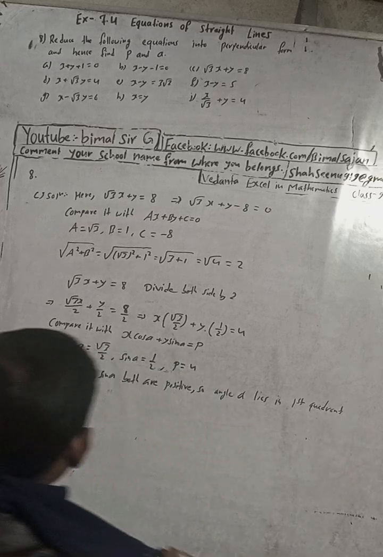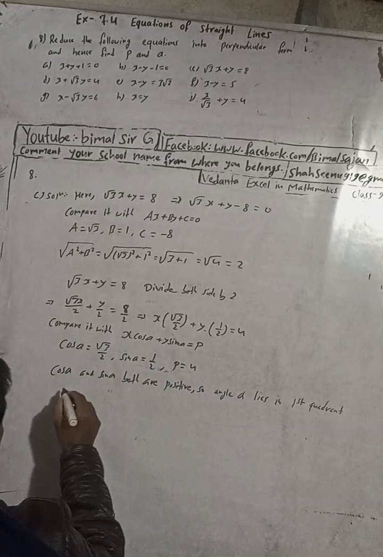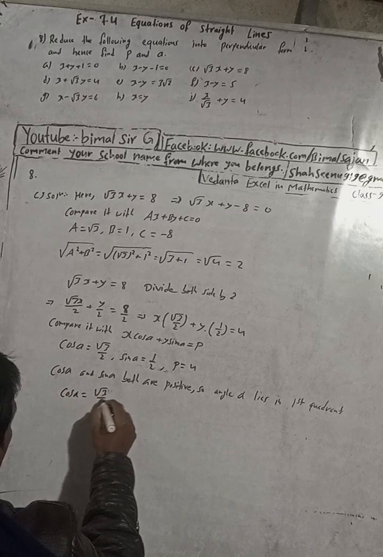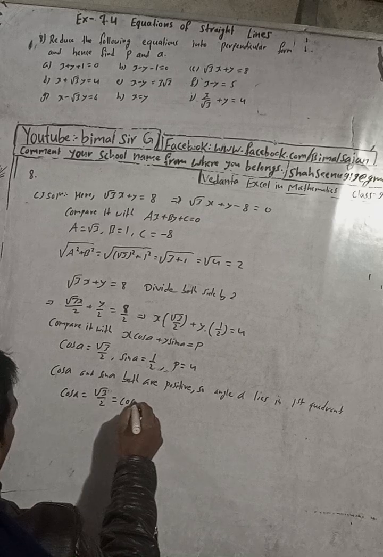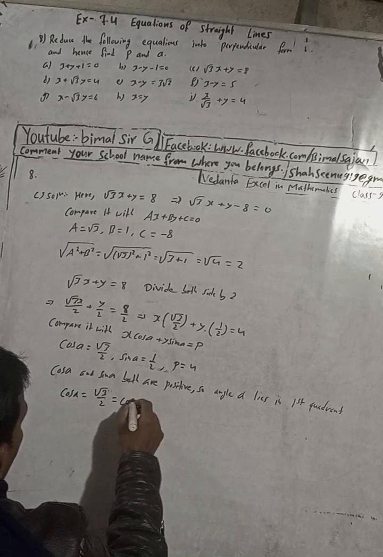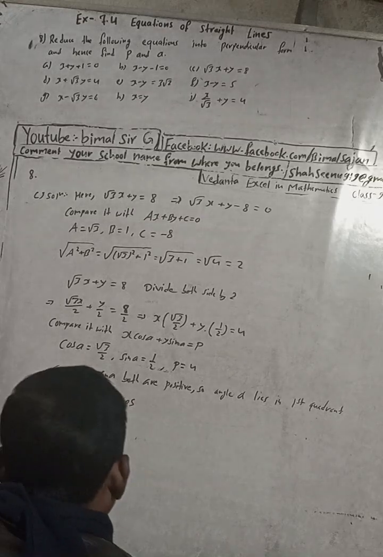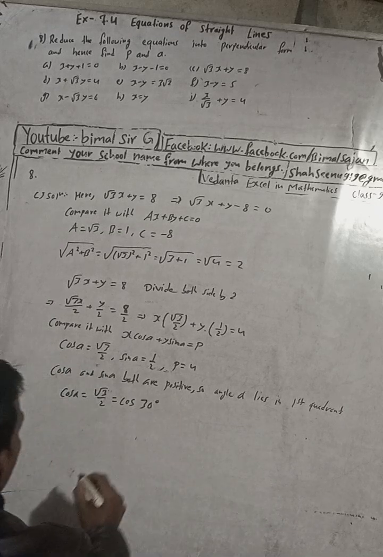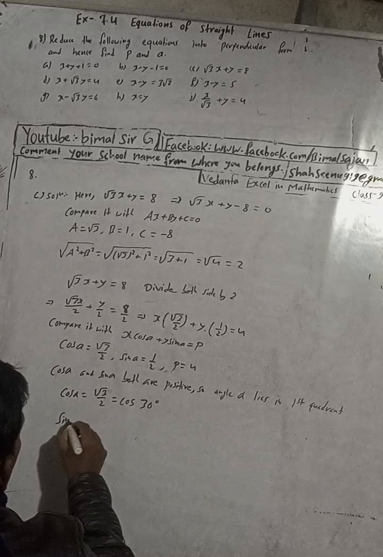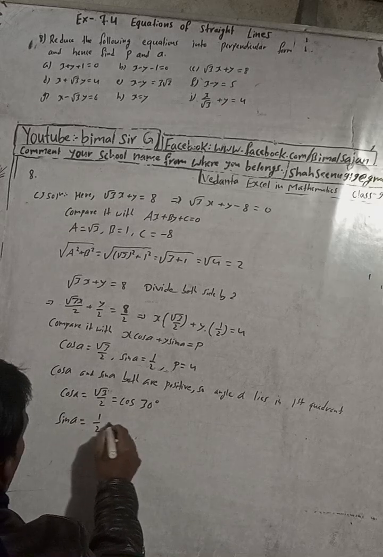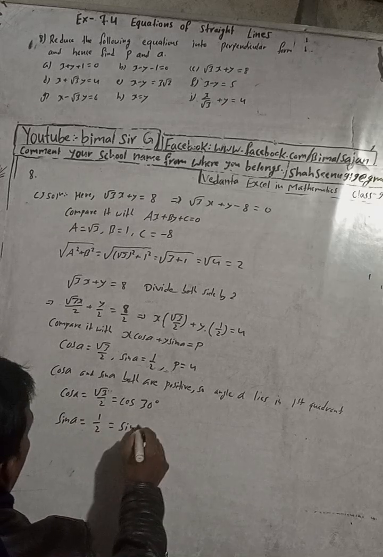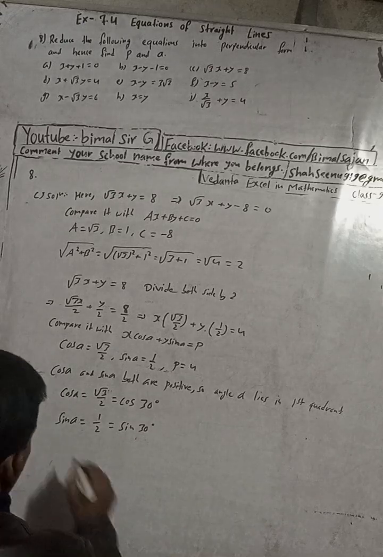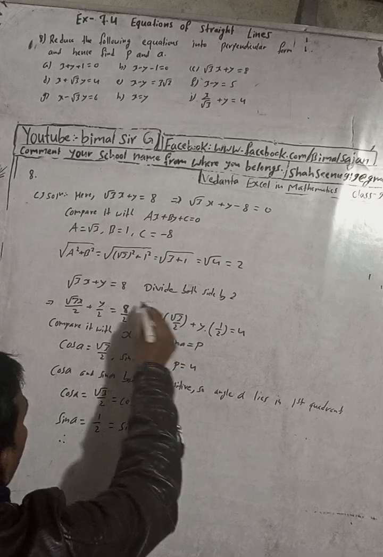First quadrant, meaning what? Cos alpha is root 3 by 2, which is cos 30 degree. And sin alpha is equal to 1 by 2, which is sin 30 degree. Therefore we can write this.